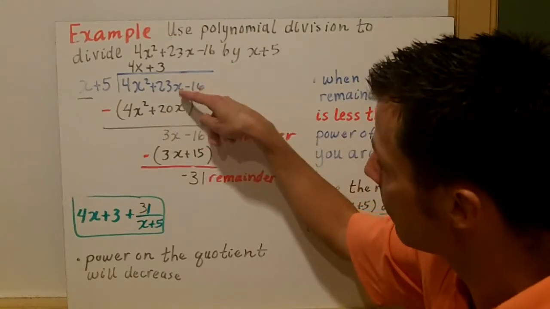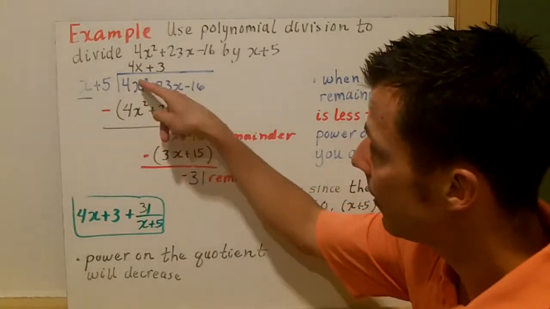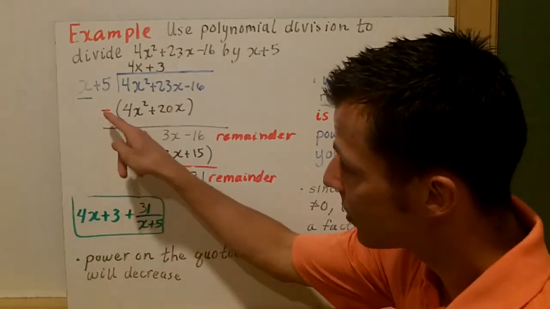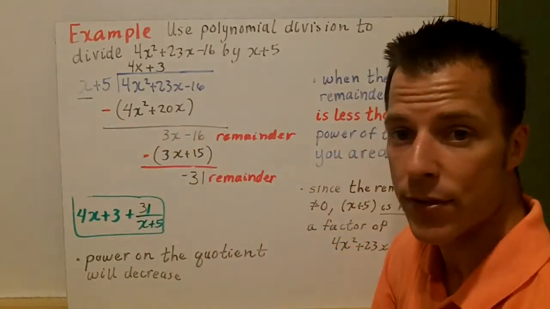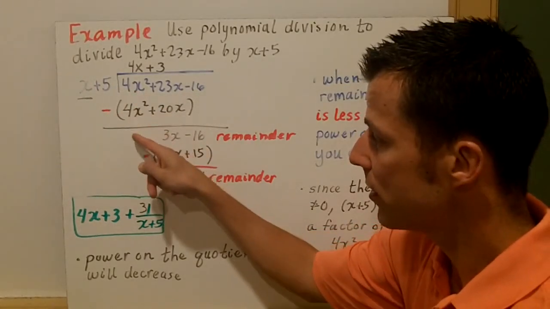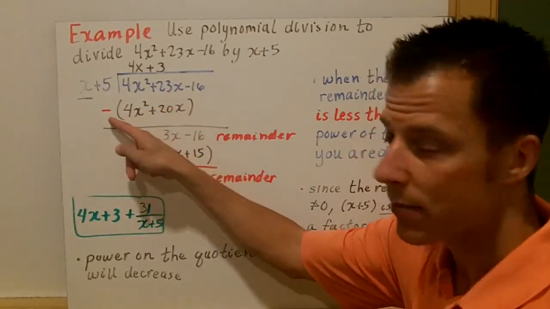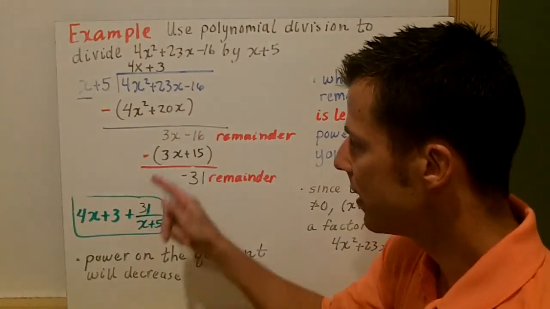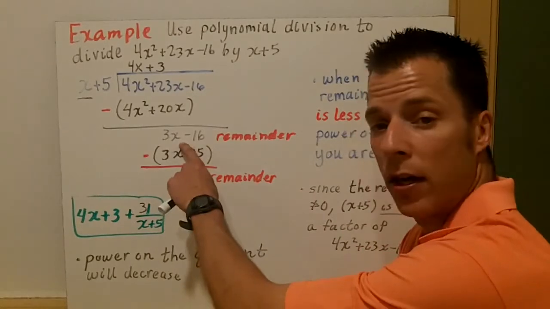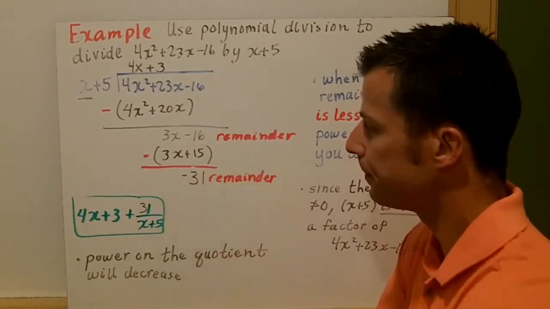I align my numbers, okay, by powers, so they match, they're like terms, and I have to subtract off both these terms. The 4x squared better cancel out. 4x squared minus 4x squared is 0x squared. 23x minus 20x is 3x, and I bring down the 16. So far, this would be my remainder.